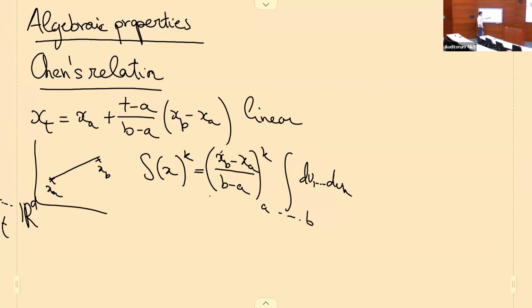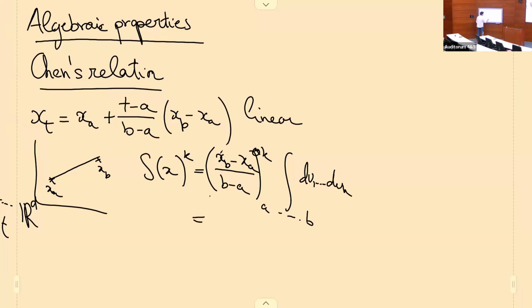So now, again, the volume of the simplex is just b minus a divided by k factorial. Didn't you say that x was in R^d? So how do you interpret the power there? Yeah, thanks.